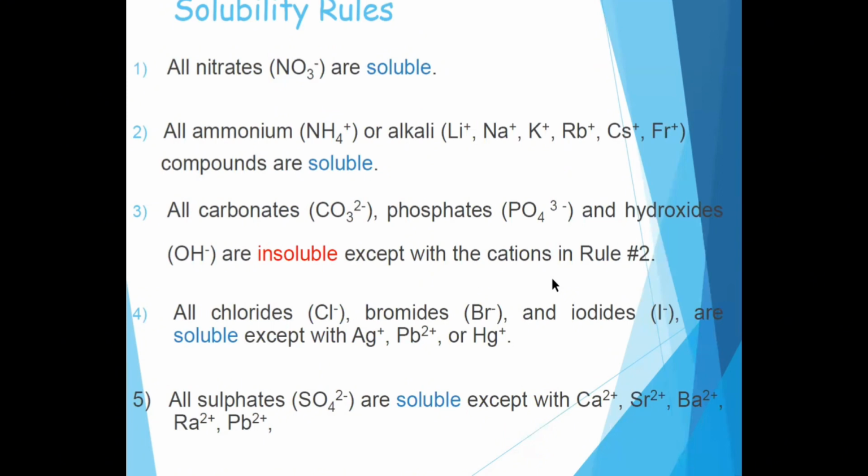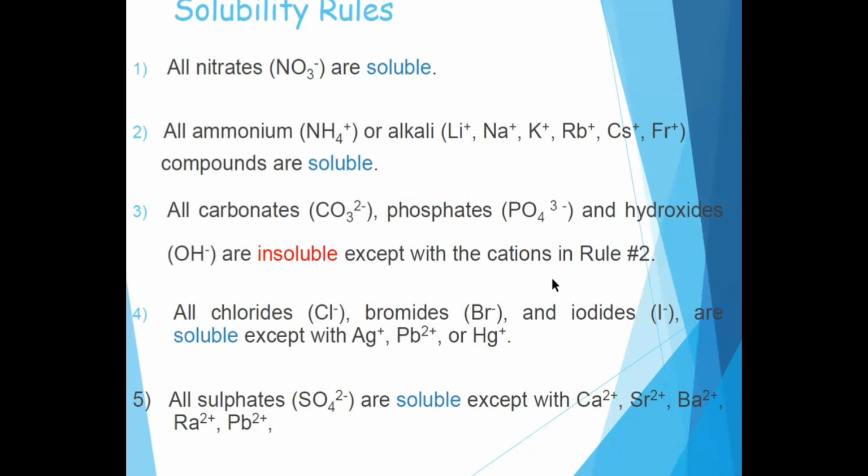We look at all carbonates, phosphates, and hydroxides: they are insoluble, except with the cations in rule 2. So if we're looking at potassium carbonate, because it's in rule 2, it is going to be soluble. But if we look at calcium carbonate, then it's going to be insoluble. All right, same thing applies to phosphates or hydroxides.